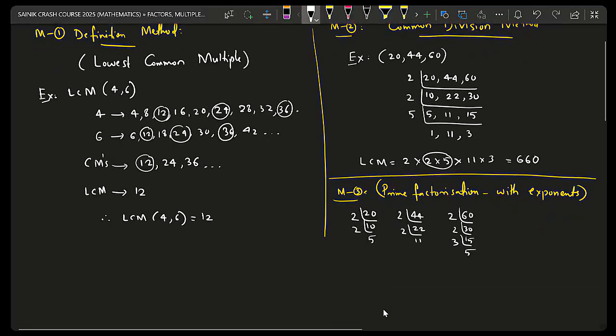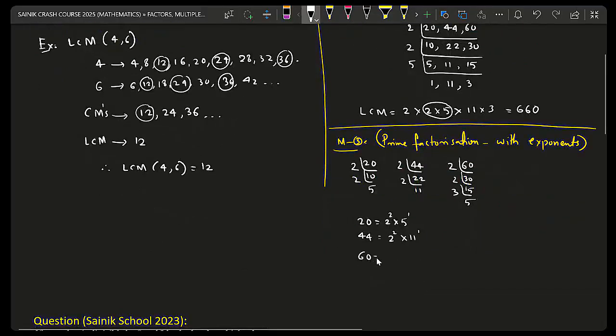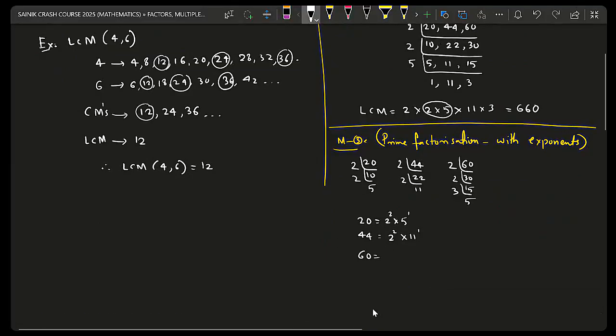The factorization is 20 is nothing but 2 into 2 into 5. Let's write with exponents. 2 square into 5 power 1, and 44 we can write 2 square into 11 to the power 1, and then we can write 60. 60 is 2 square, 3 power 1 and 5 power 1.